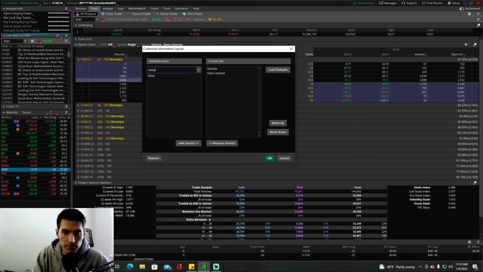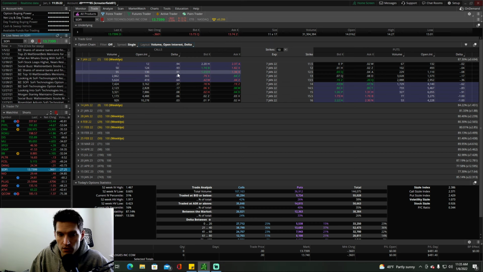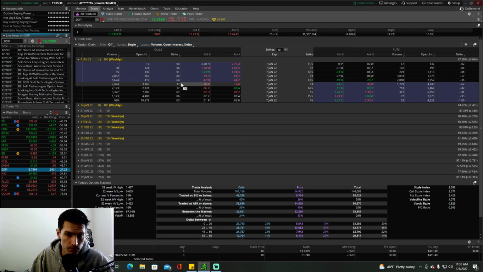A lot of people like to use Delta. Delta is going to show you how much that option's value is going to move per dollar of the actual stock price change. And so typically you'd want to find a good balance between open interest, volume, and delta, so that way you know I can get my order filled quickly and this is going to make a decent amount of margin.